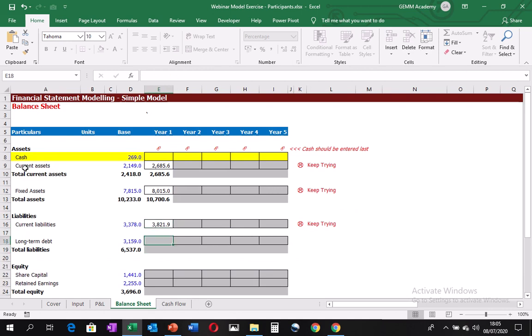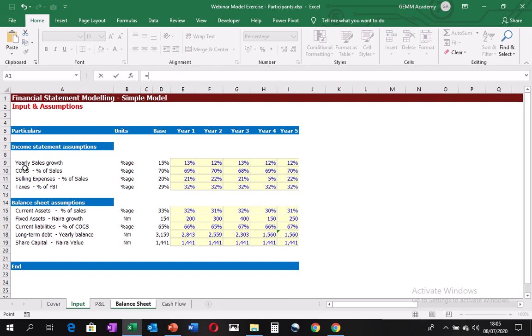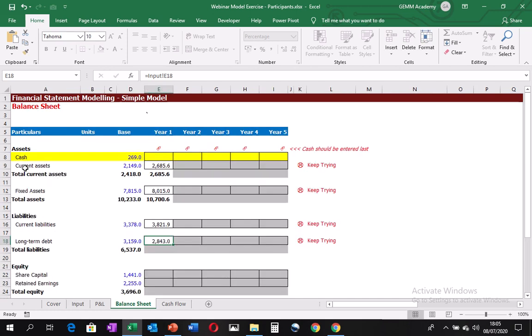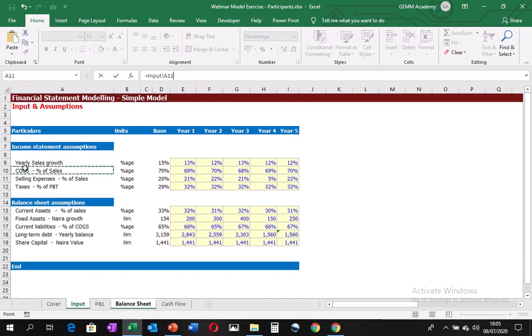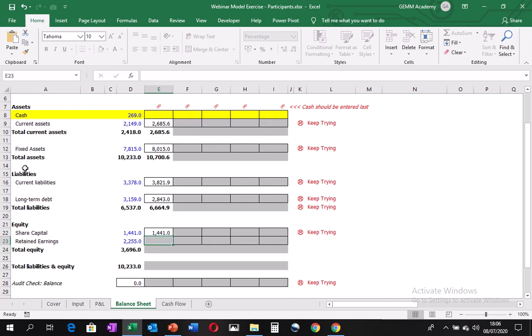Then long-term debt equals to, go to the input page to see the assumption for long-term debt, and it is a yearly balance. So that figure is what we should have at the end of the year. So it's a direct link to that assumption. So hit enter, and that gives us that figure. Then we extend our total, Control R. Alright, share capital equals, go to the assumption page, look for the share capital assumption. It is a Naira value. So this is the Naira value we should have. This is also another direct link.